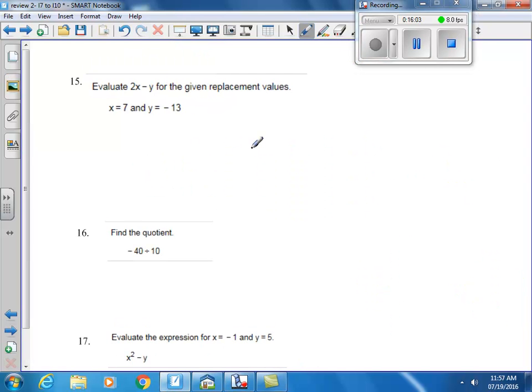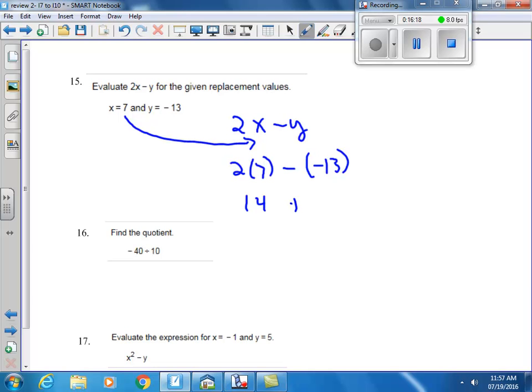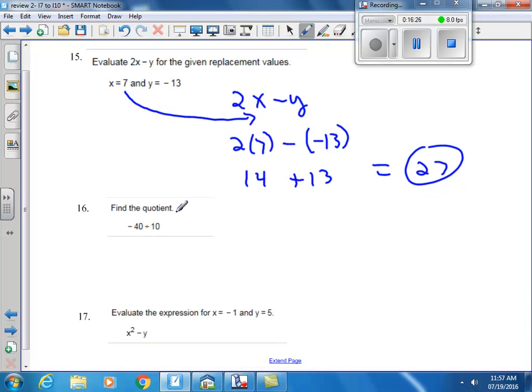Okay, for 15, again, we have evaluation. I'm going to plug 7 in for x. I'm going to plug negative 13 in for y. Notice I put parentheses. And I'm going to arrive at 27. Okay, this one's fairly simple. I'm just trying to get you to say that a negative divided by a positive is a negative. You can just do it in your head. 40 divided by 10 is 4, but the answer must be negative 4, because a negative divided by a positive is a negative.